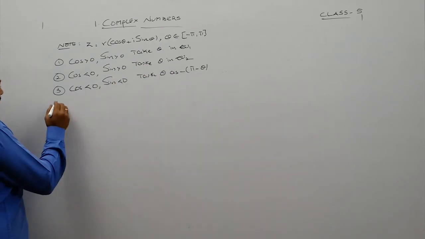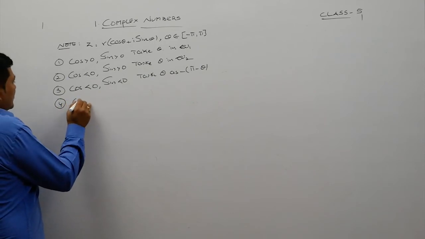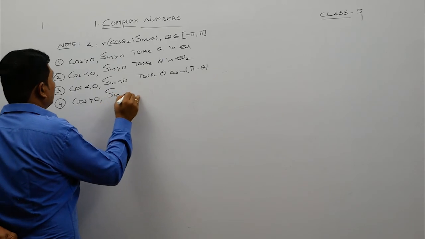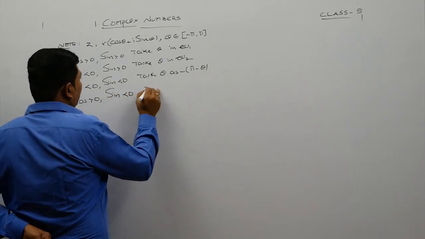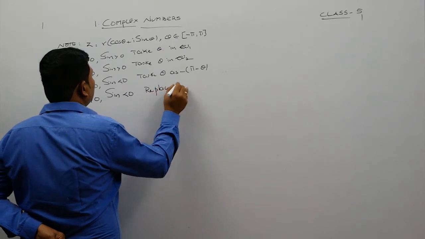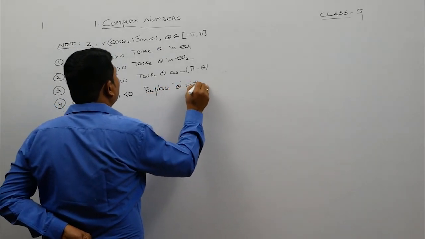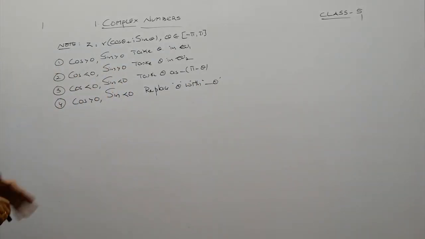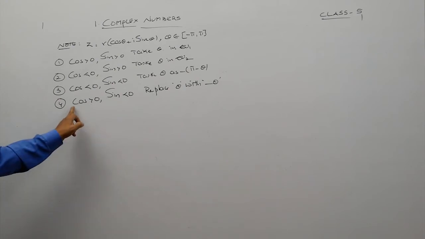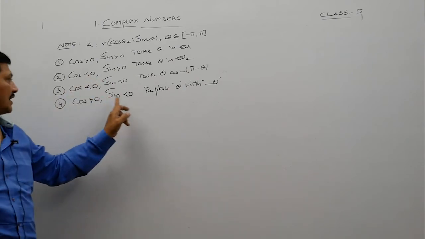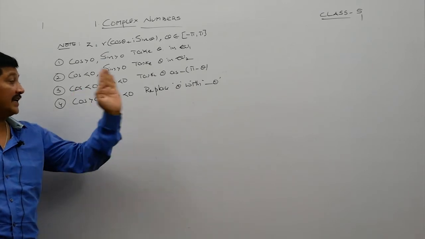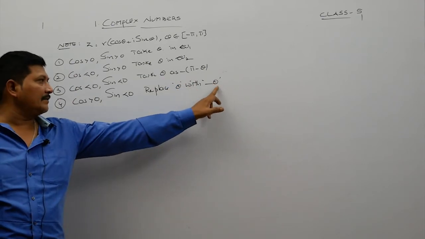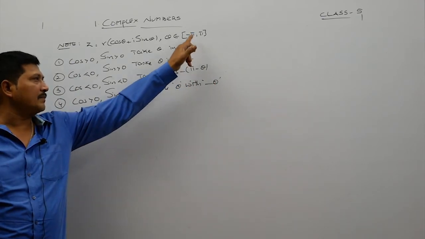And last one, fourth one, cos is positive and most importantly sine is negative. So replace theta with minus theta. So in the place of theta you write minus theta, because cos of minus theta is cos theta, sine of minus theta is minus sine theta. So all the four conditions you got here, and clearly minus theta lies in this interval minus pi to pi.